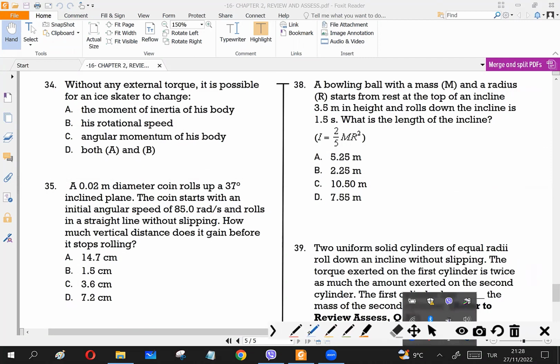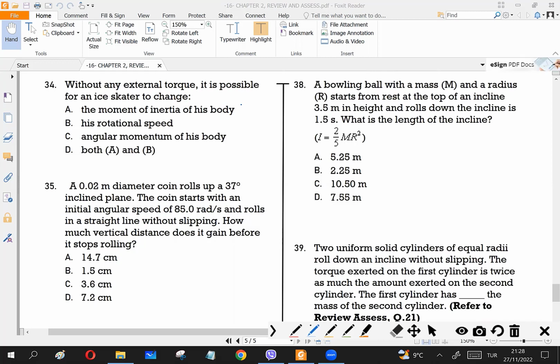Without any external torque, it is possible for an ice skater to change the moment of inertia of his body. Moment of inertia is not related to external torque. Moment of inertia depends only on the shape, mass, and axis of rotation. So you can change it without applying a torque by making a change in the mass, by making a change in the shape, or by making a change in the axis of rotation. So without any external torque, it is possible to change moment of inertia.